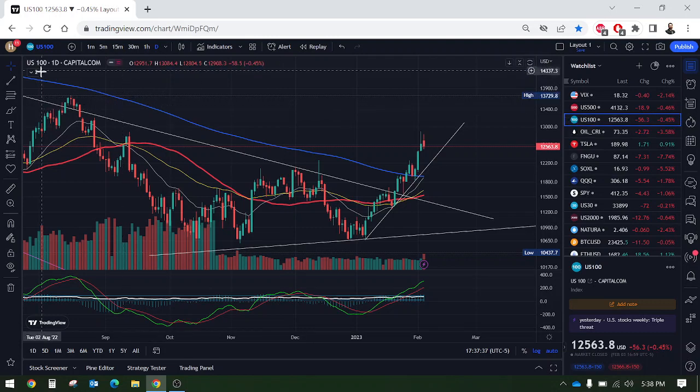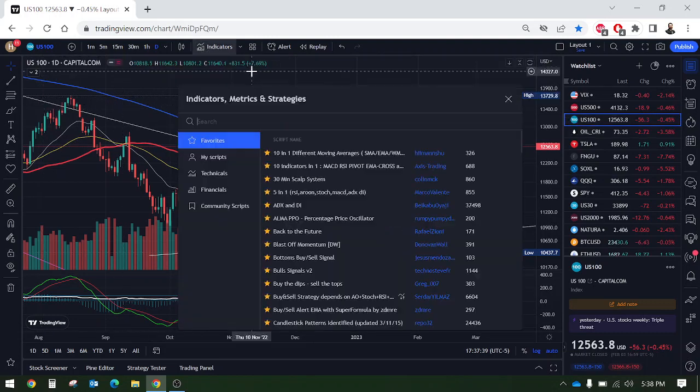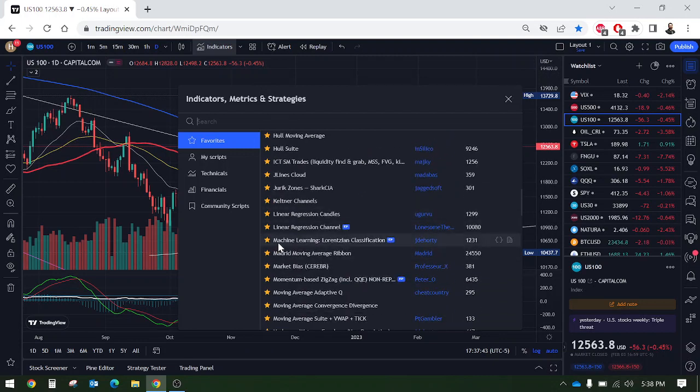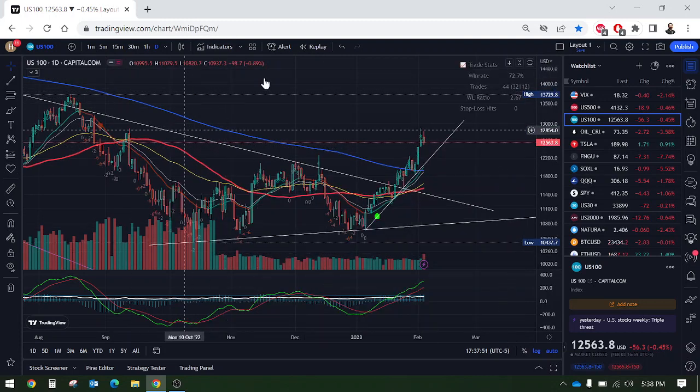Let me show you some indicators. I found a new indicator called machine learning. I think it's a good one if you want to use this one. Machine learning Lorentzian classification J.T 1231. It's pretty good. When you click on it, it takes a bit of time and shows you some details here.